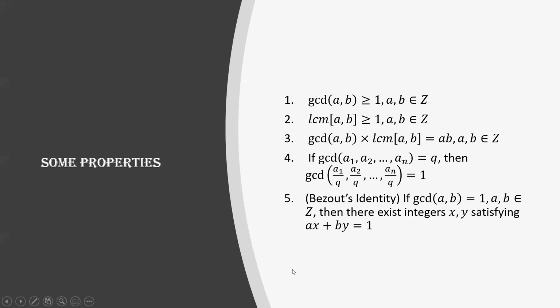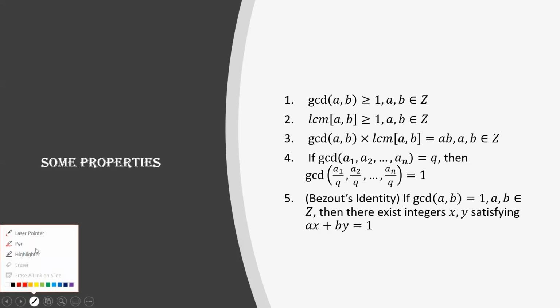The fifth one is known as Bezout's identity. Bezout's identity states that if GCD of two numbers A comma B is equal to 1, where A and B are integers, then there exist integers x and y satisfying ax plus by is equal to 1. Now there is a big generalization which we can do.